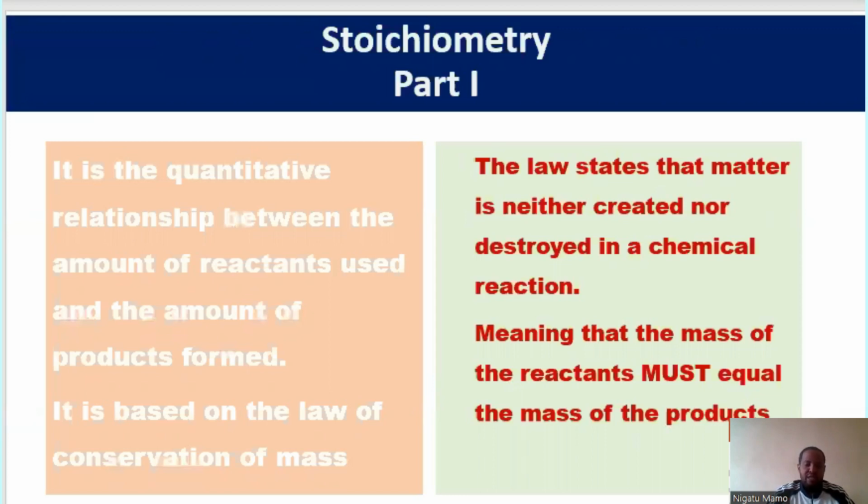Okay, all stoichiometric calculations or conversions are calculated or converted by using a balanced chemical equation. That's why it is based on the law of conservation of mass. The law states that matter is neither created nor destroyed in a chemical reaction. That means the mass of the reactants must be equal to the mass of the product in a chemical reaction. It also means that the number of atoms on the reactant side equals the number of atoms on the product side.